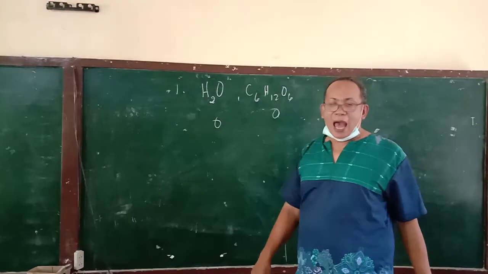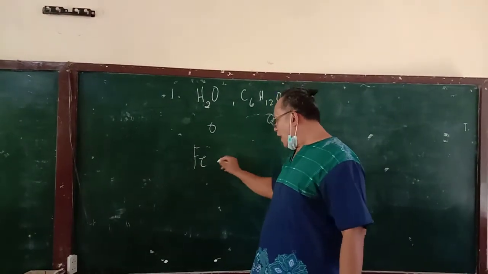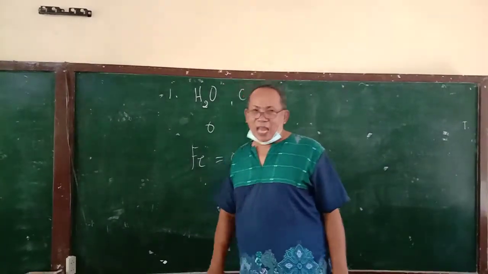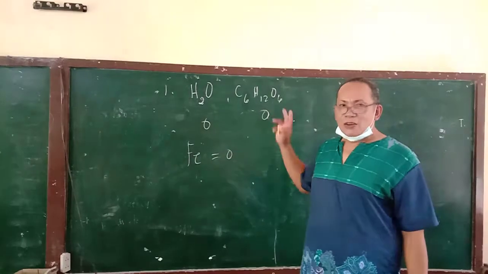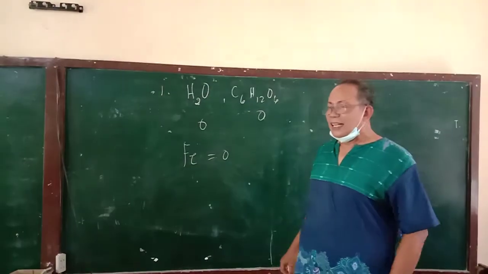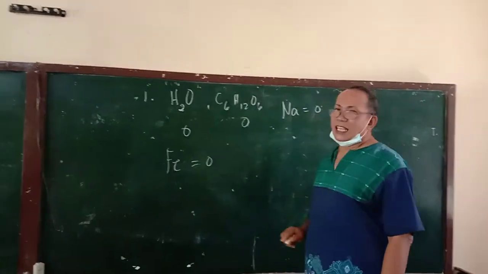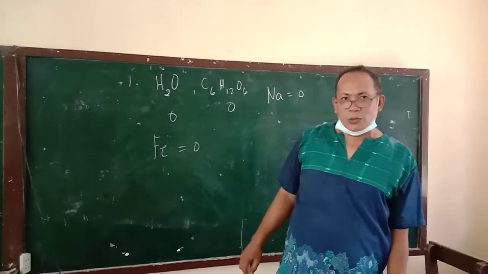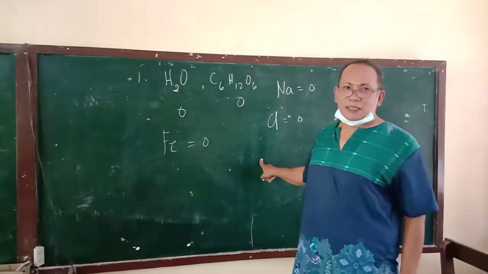Likewise, 0 as well if it is a single element, so iron. Automatic, that is 0, because it has no ions, no plus or minus. So that is rule number 1. Another example, sodium. Sodium, automatic, its oxidation number is 0. Another is chlorine. 0, because it is a single element.